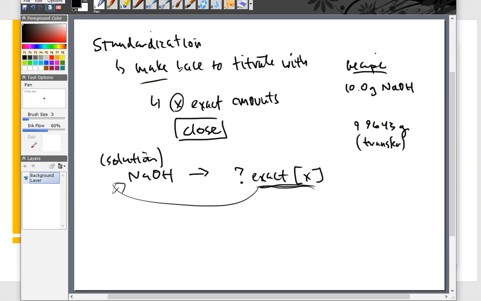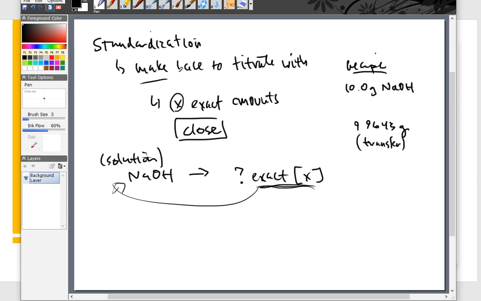So for instance, if I should be putting silver nitrate in the burette, I could make silver nitrate, but I would have to standardize silver nitrate because I made it. I need to know the exact concentration that I've made. That goes for anything that goes into the burette. Anything that goes into that burette, you have to know the exact concentration of.